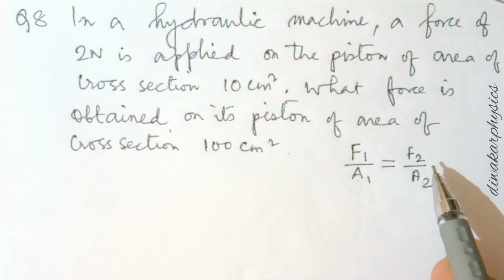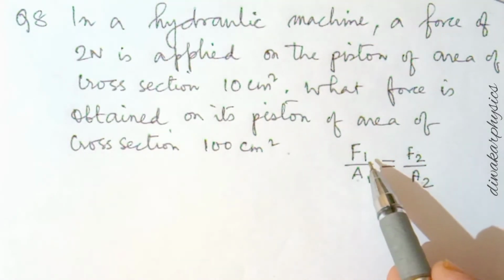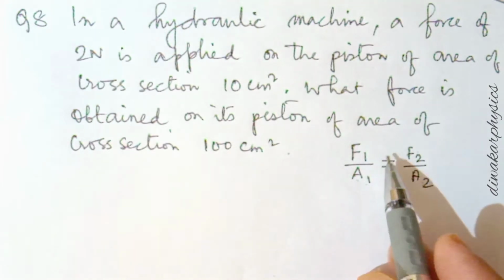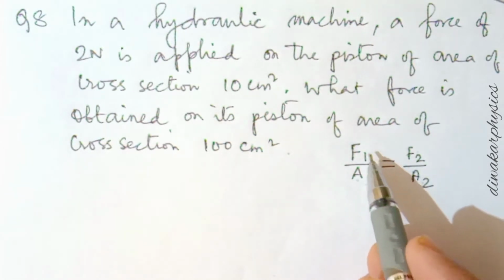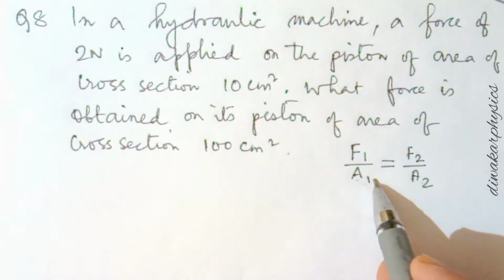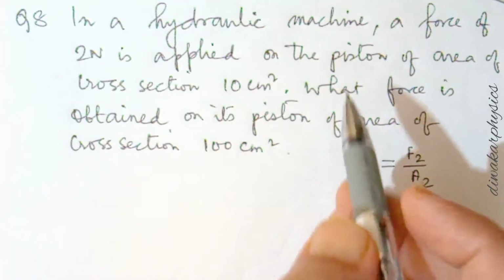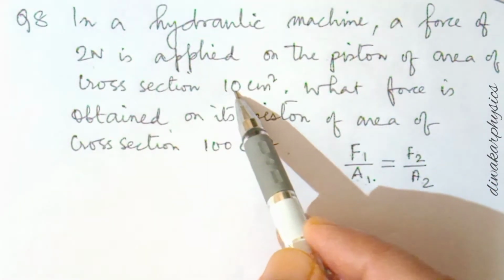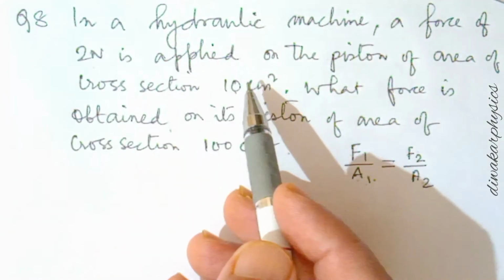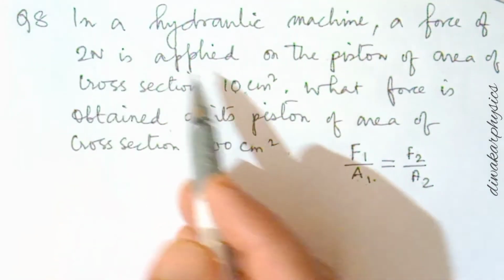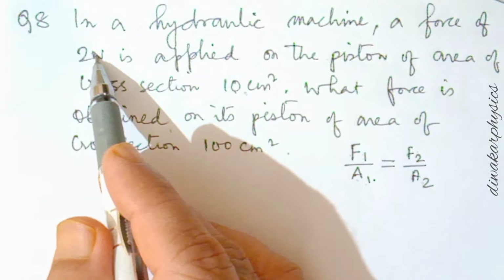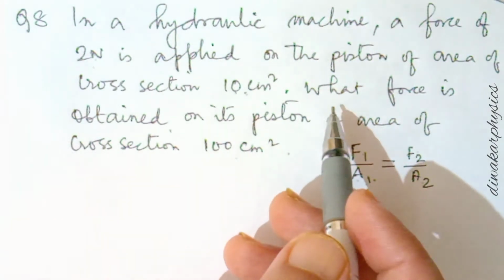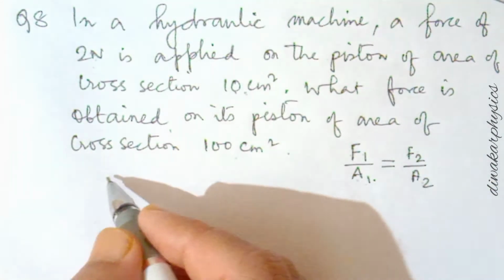So this formula you will use here, and you have to be careful about F1 is acting over A1. So whichever is the surface where force is acting, you take them together. If area is A1, then F1 will be acting on this. Suppose, for example, here a force of 2 Newton is applied on the piston of area of this cross section. So if you take this as F1, then this is applied on the cross section, this one, so this will be A1. So F1, A1, like that. So don't mix them, that F1 is acting on A2. No, F1, then A1. So this is A2, then where is F2? What is F2? That is what I have to find. So this way you can easily use this formula and solve.